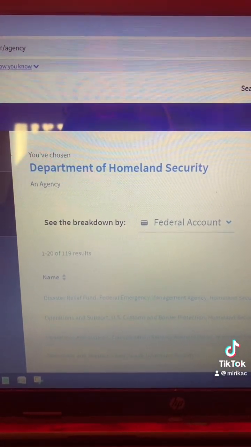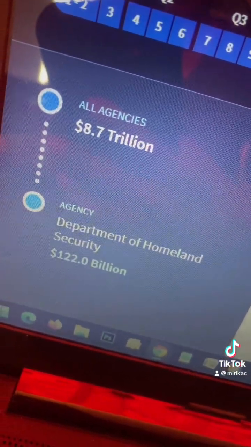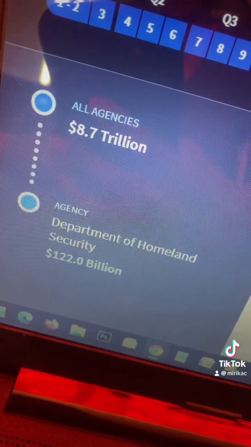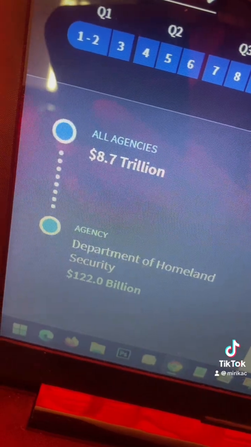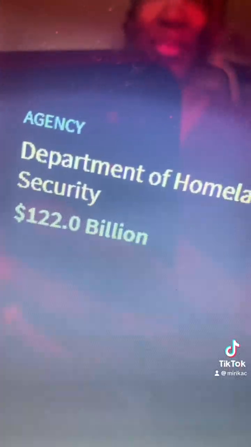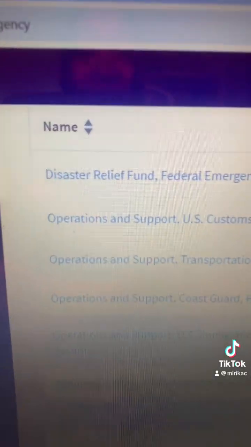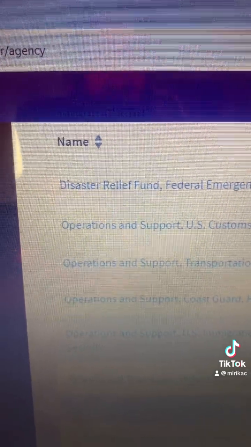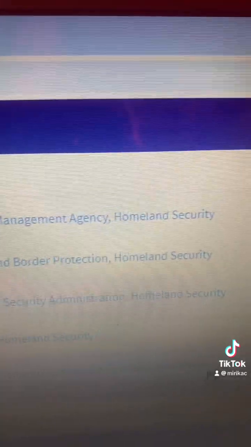So here's the Department of Homeland Security, and we see the breakdown. In total, the Department of Homeland Security has $122 billion allocated toward whatever it wants to cover. I should say whatever Congress and the president have approved it to cover. So we have disaster relief under here as well. Federal Emergency Management Agency, Homeland Security. This is FEMA, okay?